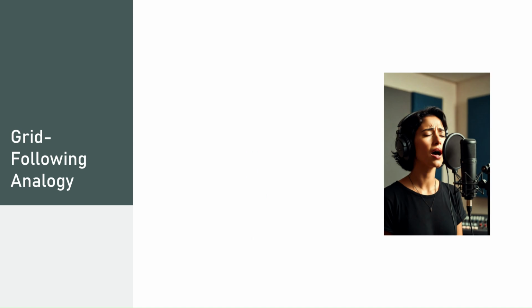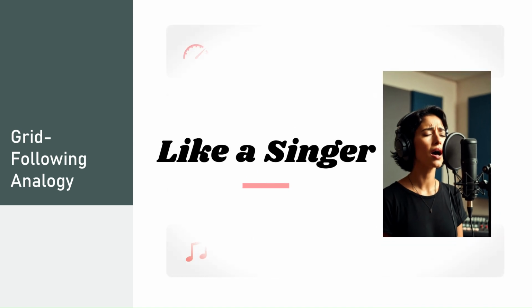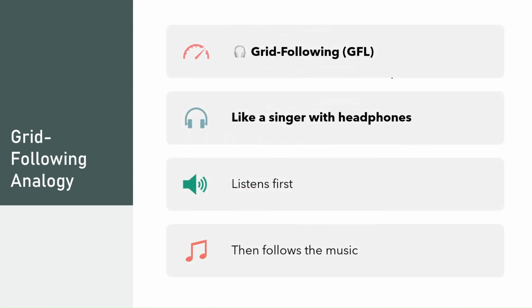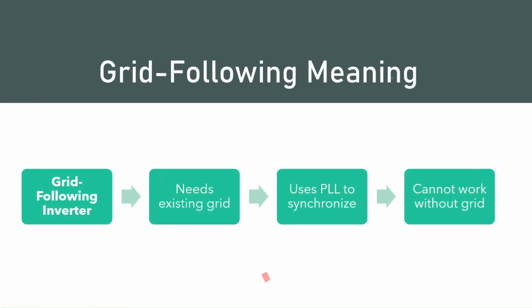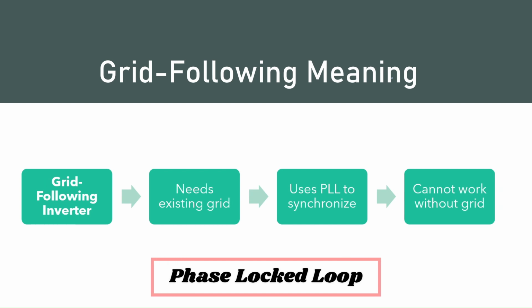A grid following inverter is like a singer wearing headphones. The singer listens to the music first and then sings in sync with it. In the same way, a grid following inverter listens to the grid voltage. It uses a control system called phase lock loop, or we can call it PLL.